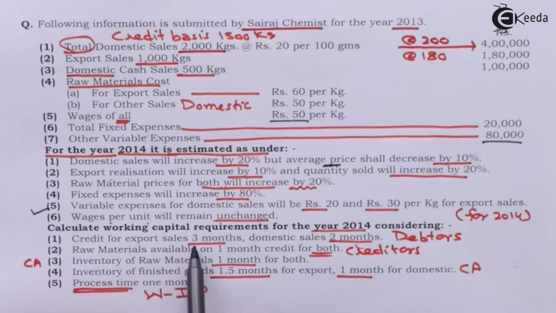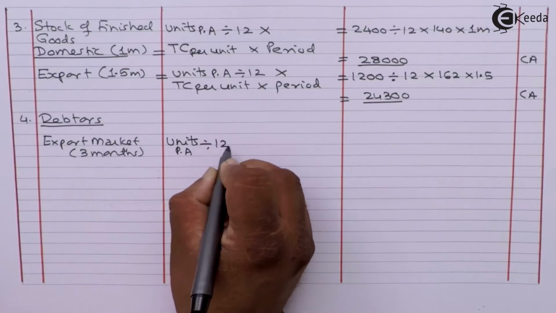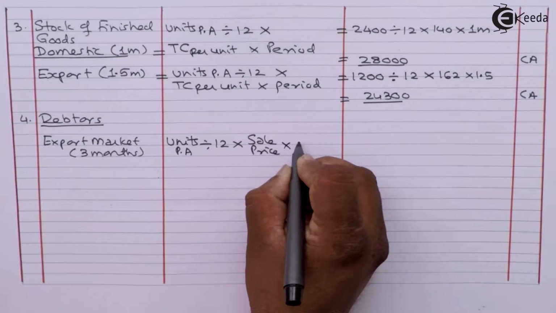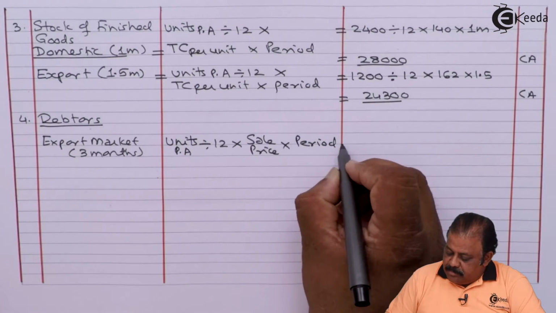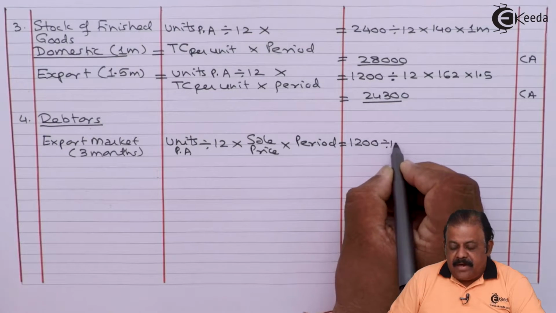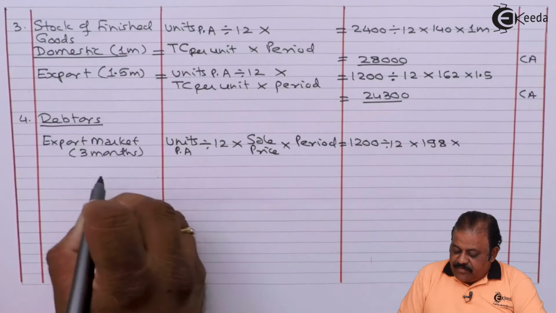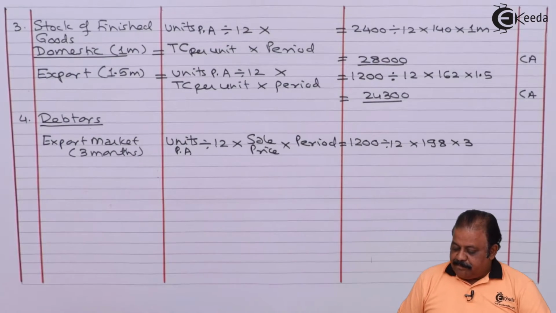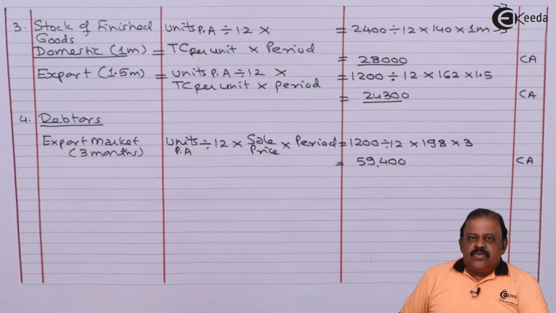Credit for export sales is 3 months. Export sale price is 198, units per annum 1200. To get per month, divided by 12, multiplied by sale price 198, multiplied by period of credit 3 months. 59,400 will be part of current asset.